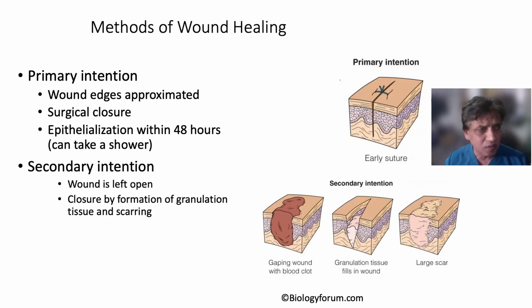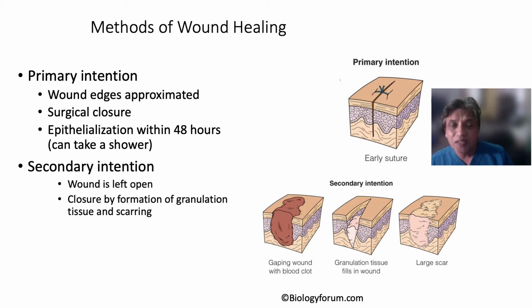There are two fundamental types of healing. There's healing by primary intention, a type of healing that occurs after a surgical incision is closed by a surgeon. So you have a surgical incision that is closely approximated by sutures. And since the defect is minimal, you get epithelialization within about 48 hours. So essentially, the incision now has a barrier which is made up of epithelial cells. And that's why some surgeons will allow patients to take a shower after 48 hours.